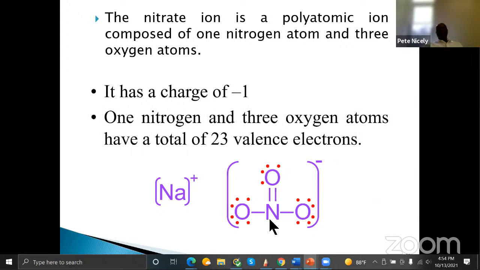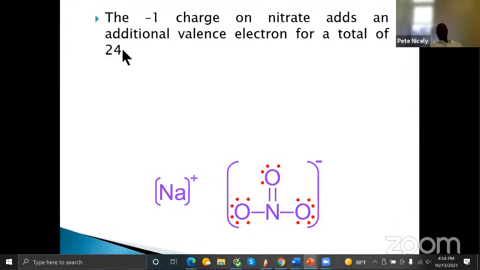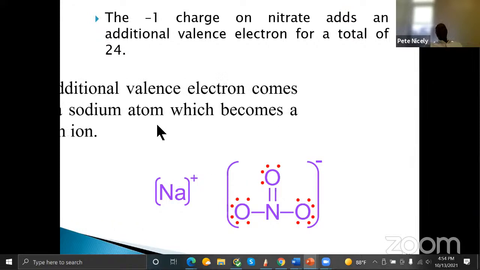So the total number of valence electrons here would be 23, and the reason why that's the case is because nitrogen will contribute 5, each oxygen will contribute 6, so that's 5 plus 18, that's 23 electrons, all right? So that's one nitrogen and 3 oxygen atoms, but you have to add an electron here to make sure that you have a negative charge on that structure. So the negative charge on the nitrate basically adds one additional valence electron. So the actual total number of valence electrons would be 24 in the case of the nitrate ion.